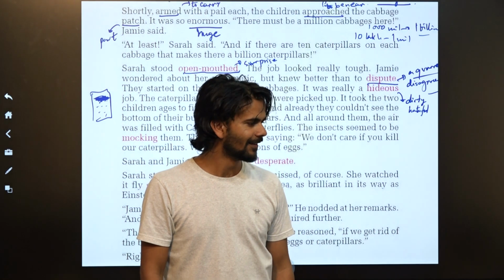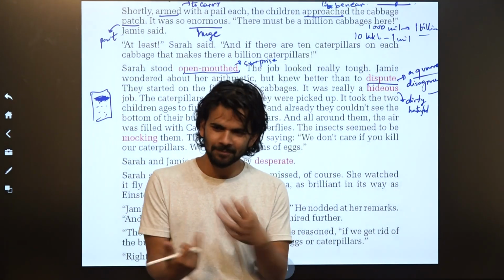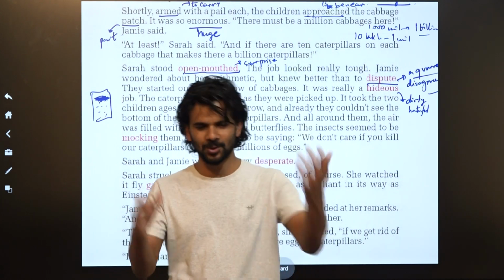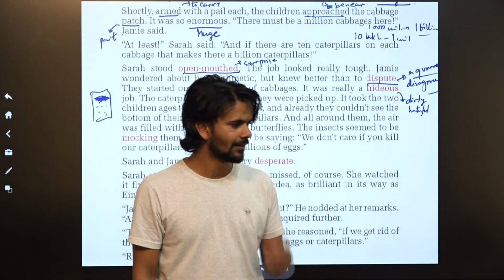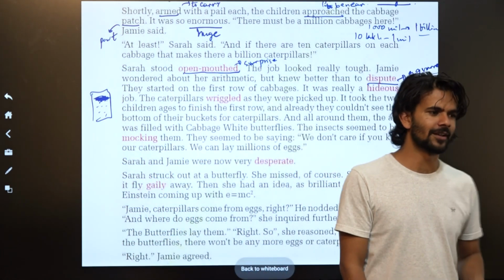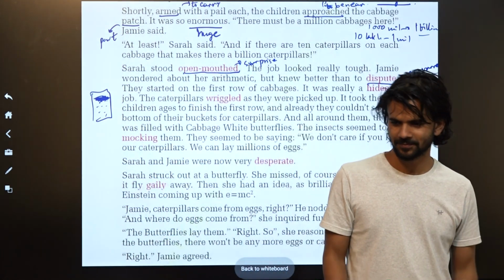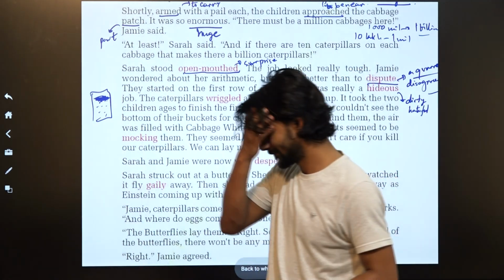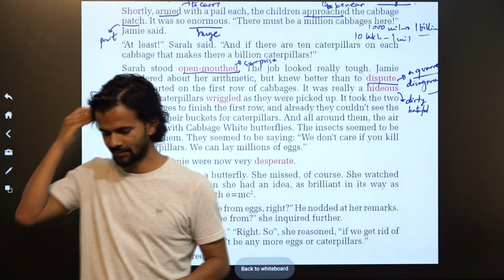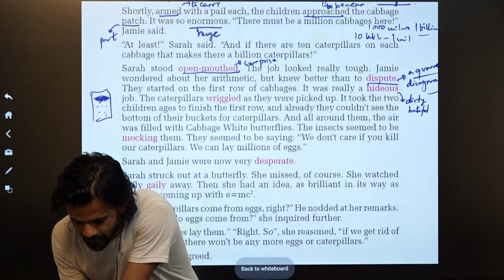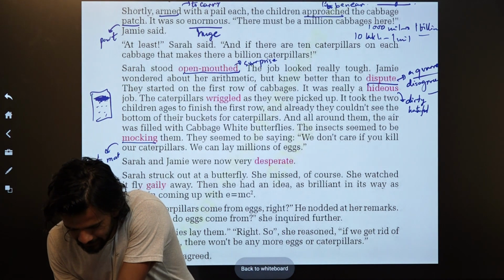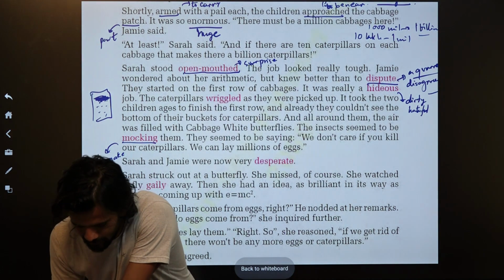We'll produce some more. You are picking some of our babies. Who cares? We are so many. We'll again give birth. So it felt like that. It felt like mocking. What does mocking mean? To make fun. It felt like that.